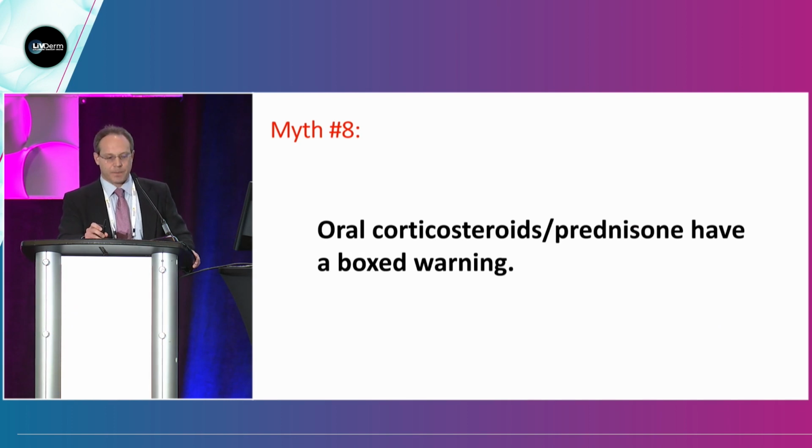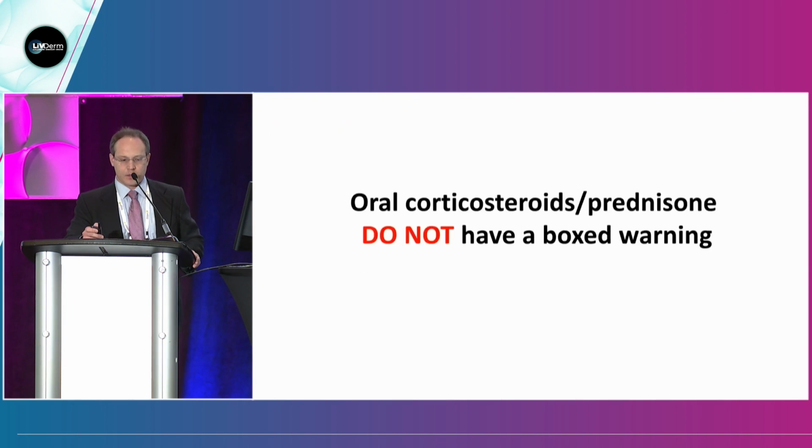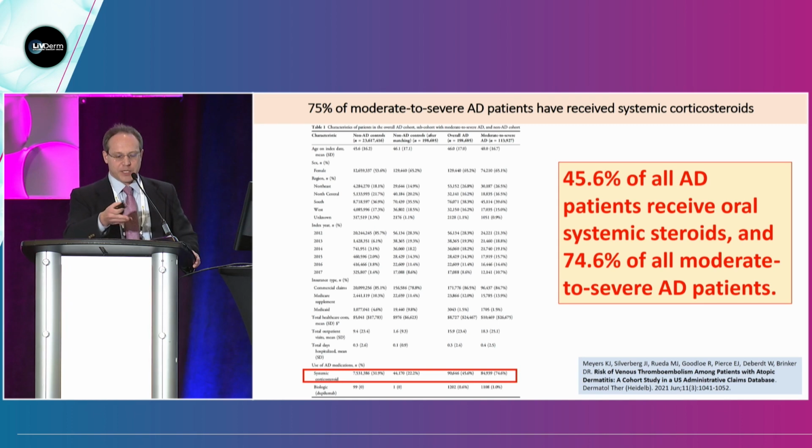So myth number 8, oral corticosteroids, prednisone, have a boxed warning. They do not have a boxed warning, but I just showed you data. They have some of the worst adverse event rates of all of the therapies we've been talking about. This was a study looking at adverse events, or venous thromboembolism, among atopic dermatitis patients. But in their statistics, it said that around 46% of all AD patients have received oral systemic steroids. And around 75% of all moderate to severe AD patients have received systemic steroids.